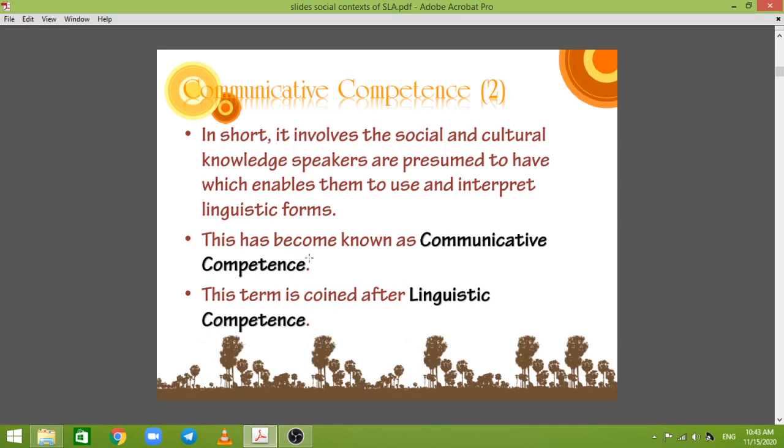This has become known as communicative competence. This term was coined after linguistic competence. Actually, for linguistic competence, we refer to the system of linguistic knowledge possessed by any native speaker of a language.